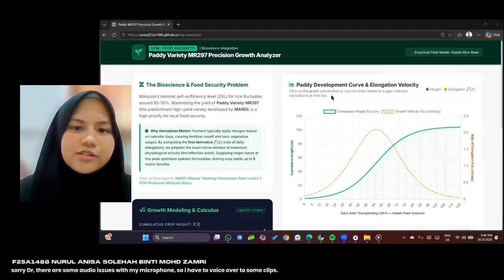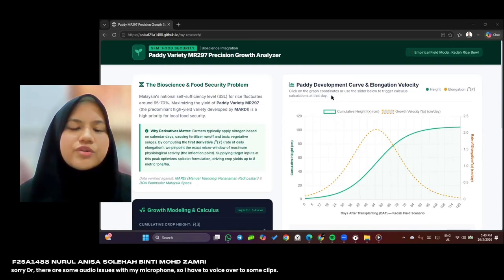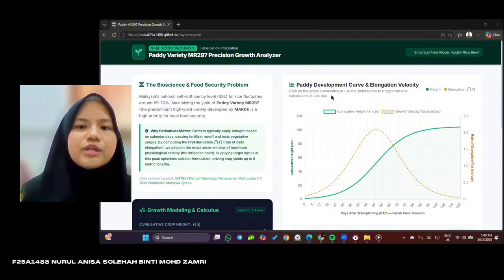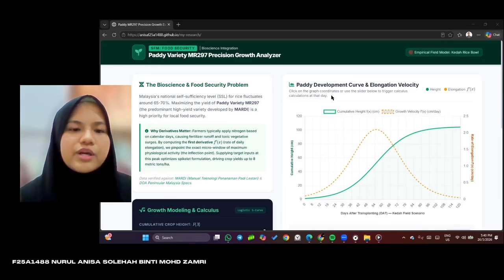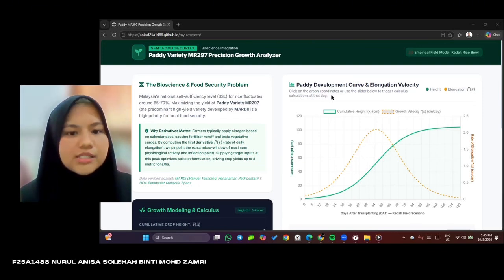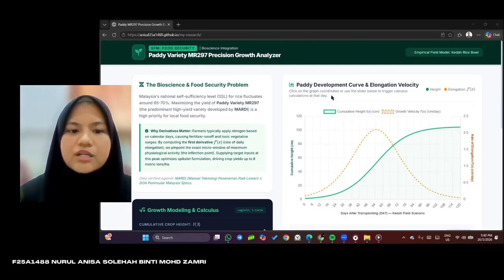Hi everyone, my name is Nurul Anissa Soleha binti Muhammad Zamri with matrix number F25A1488. Today I'll be presenting my research interface, which is about the paddy variety MR297 Precision Growth Analyzer. This project explores the powerful integration of bioscience, agricultural management, and calculus to address a critical macroeconomic challenge in Malaysia, especially in the food security sector.